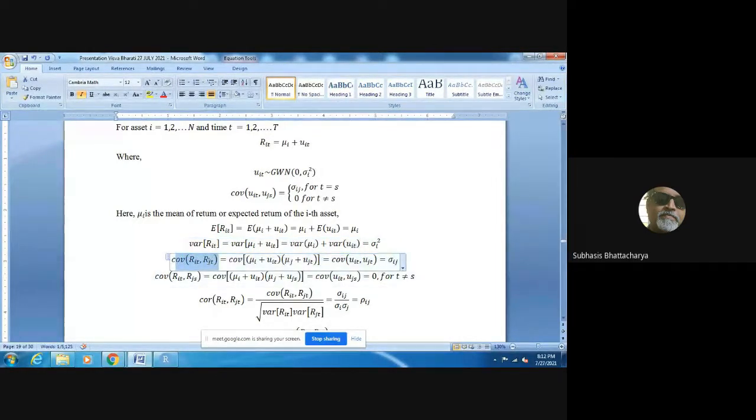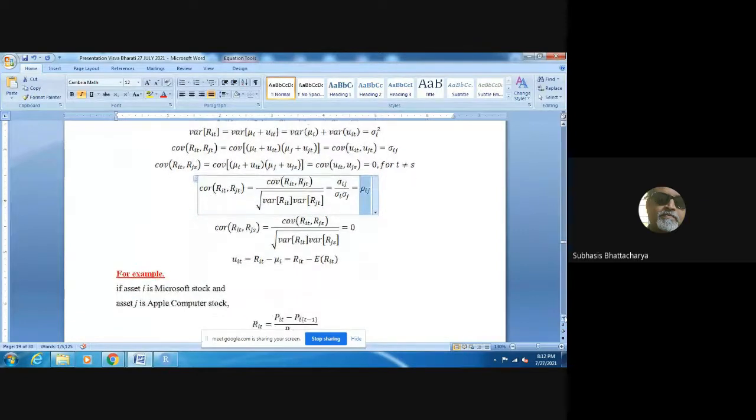And similarly, the covariance of this is sigma_ij, and the covariance over different periods is 0 because t is not equal to s, since there is no correlation between this period's return and that period's return. And the correlation coefficient is identified as rho_ij. So these are the things. The correlation between different time periods is also 0.